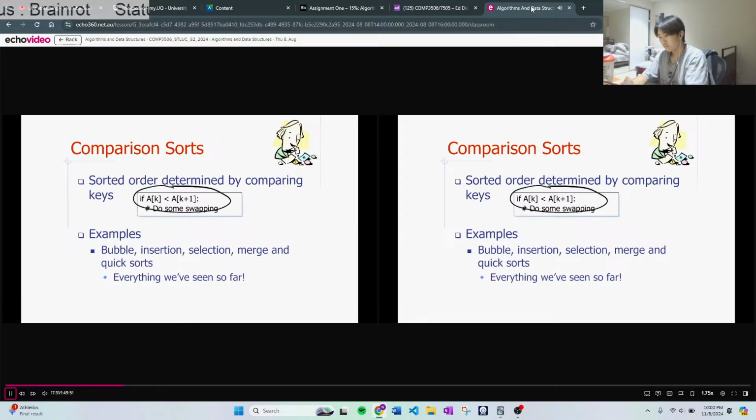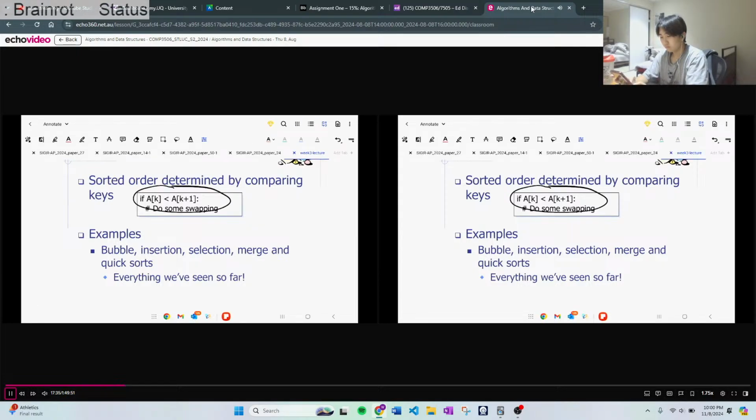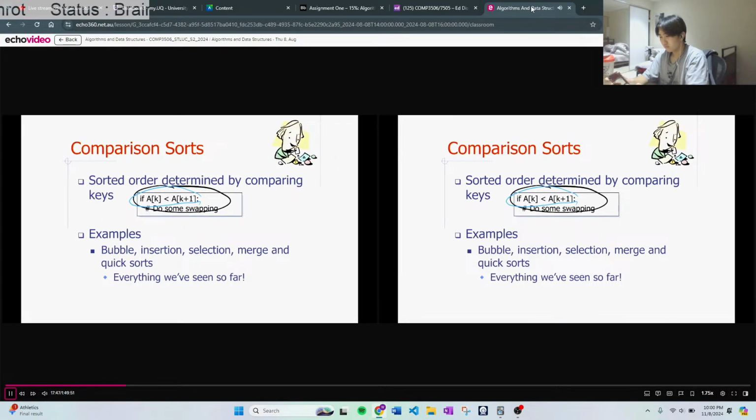So for example, I might just change color here. All of the sorting algorithms we looked at do some comparisons, right? So the point is that if we want to say whether element A or B is bigger, we compare.